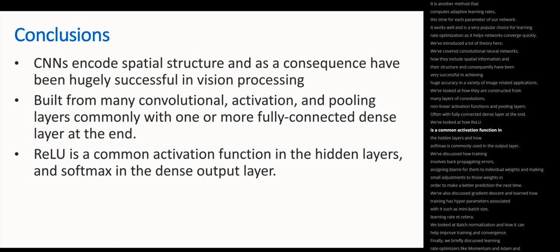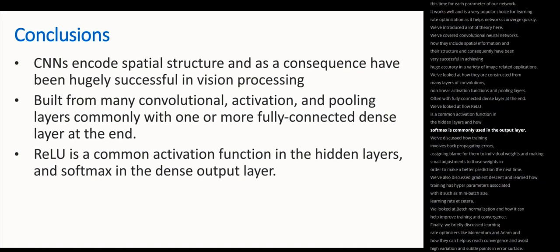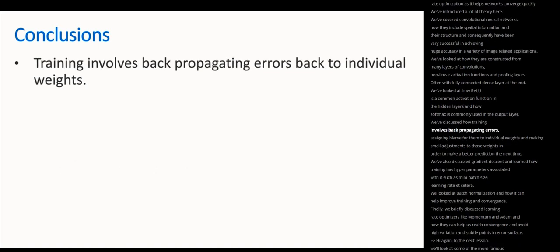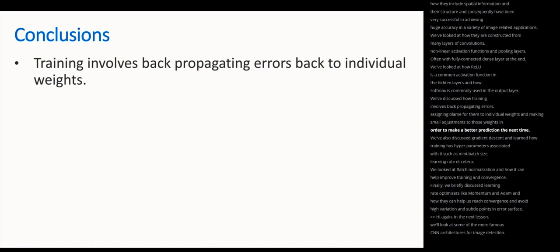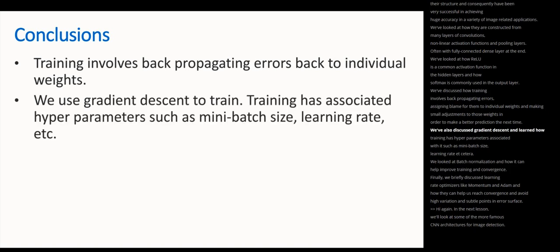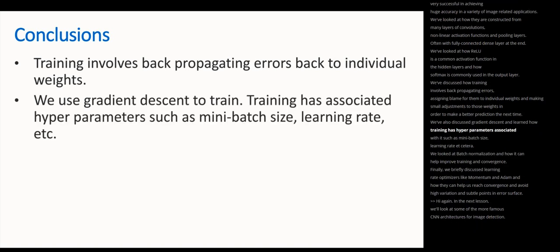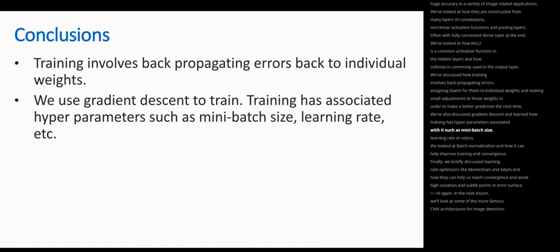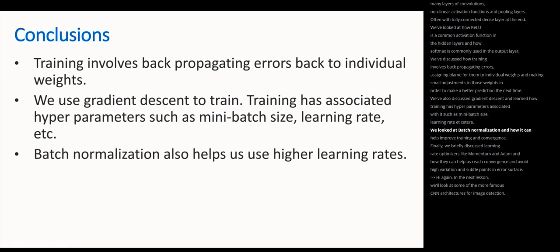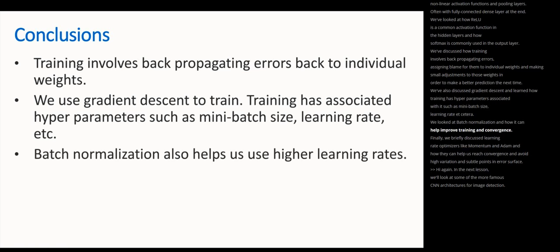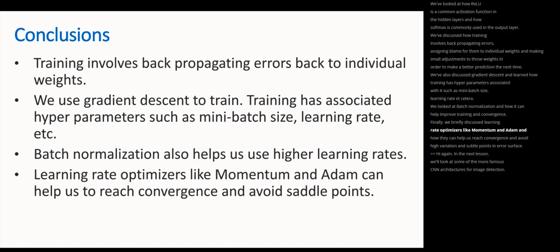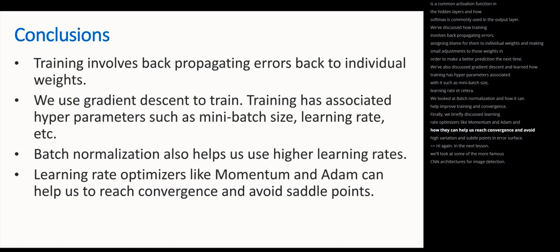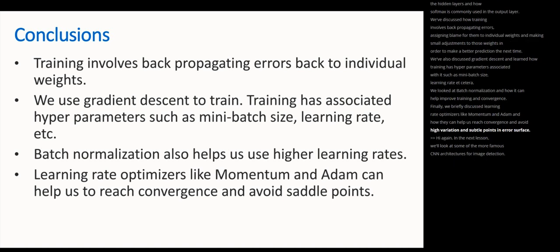We've looked at how ReLU is a common activation function in the hidden layers, and how softmax is commonly used in the output layer. We've discussed how training involves back-propagating errors, assigning blame for them to individual weights and making small adjustments to those weights in order to make a better prediction the next time. We've also discussed gradient descent and learned how training has hyperparameters associated with it, such as mini-batch size, learning rate, etc. We looked at batch normalization and how it can help improve training and convergence. Finally, we briefly discussed learning rate optimizers like momentum and ADAM, and how they can help us reach convergence and avoid high variation and saddle points in our error surface.